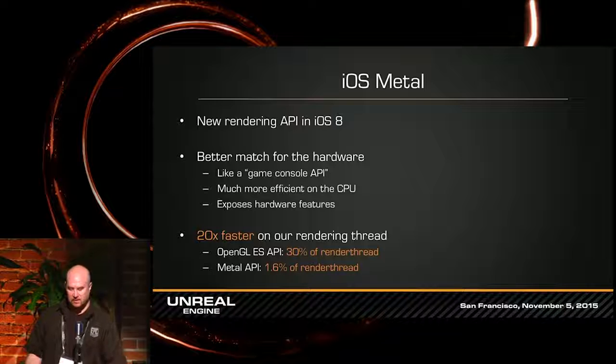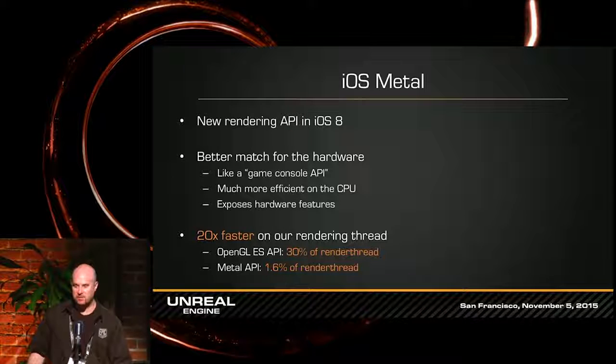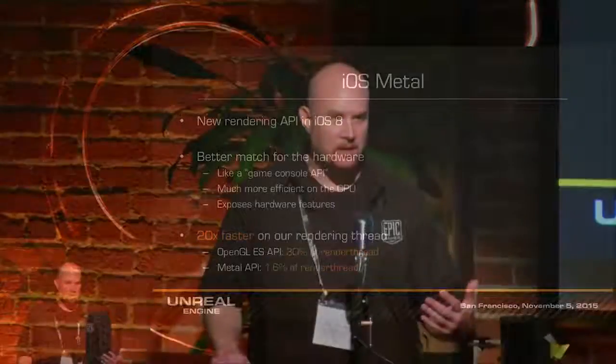Back in the days of iOS 8, we made a little demo to show at the Apple conference. And while working on that demo, I did some measurements to see how much faster Metal actually is compared to OpenGL ES. And on the render thread, I noticed that Metal was about 20 times as fast. It means a lot more draw calls you can do, or it means that you leave a lot of CPU over for other things, like AI.